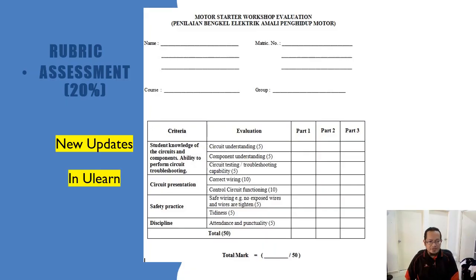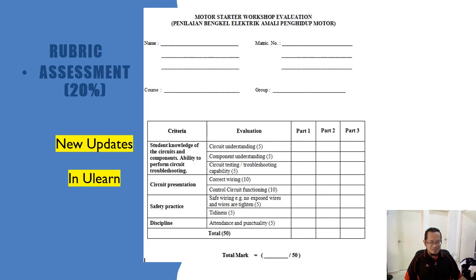If you go to YouLearn, you can also download the rubric for assessment. These are the things that we will evaluate: your PDF file, your MATLAB file, as well as your video. All 3 things we will evaluate based on all these criteria. For example, how do you understand the circuit? Do you understand the function of each component? And do you understand how the circuit works?